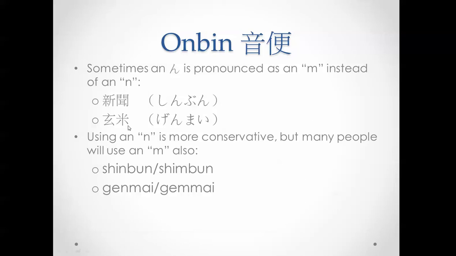In cases like this, you have a choice in romanization. A more conservative choice is to use an N, but there are many people who will use an M. So for example, shinbun could be written S-H-I-N-B-U-N or S-H-I-M-B-U-N. Likewise, genmai could be G-E-N-M-A-I or it could be G-E-M-M-A-I, either way. Keep in mind that you don't want to do a double N like you would if you were word processing. That wouldn't make any sense.